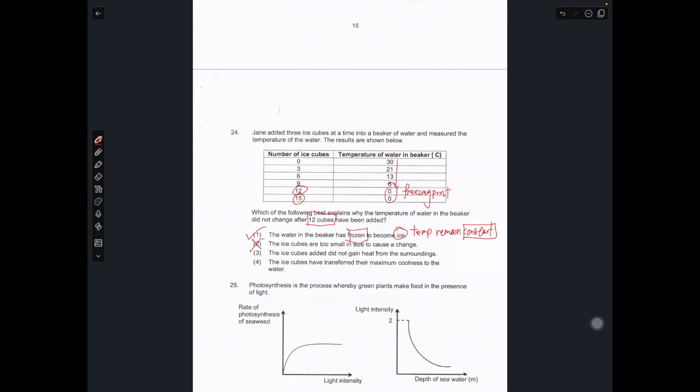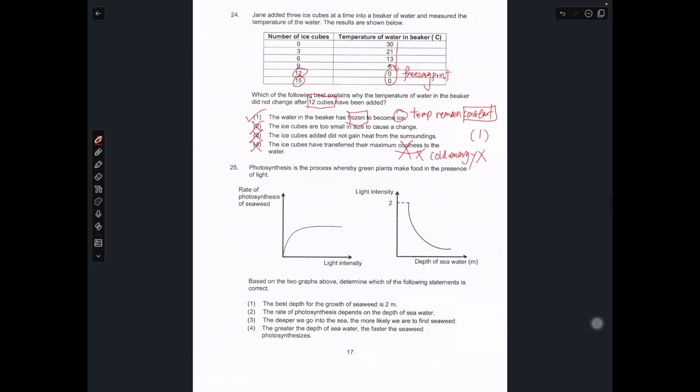The ice cube added did not gain heat from the surrounding? No. The ice cubes transfer their maximum coldness? As long as you see this word coolness or coldness, it is wrong, because there's no such thing as cold energy. Coldness or coolness will be wrong. This is a non-scientific word. So our answer is number 1.